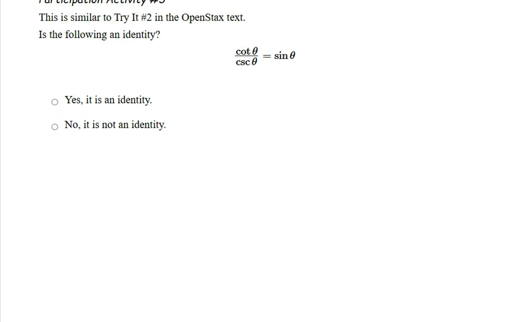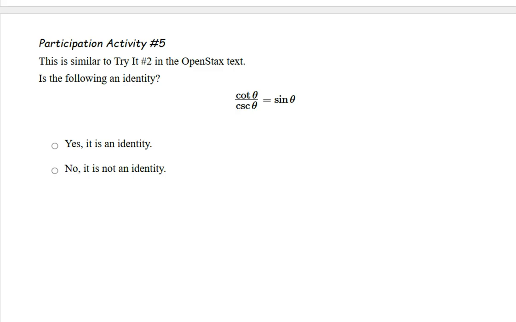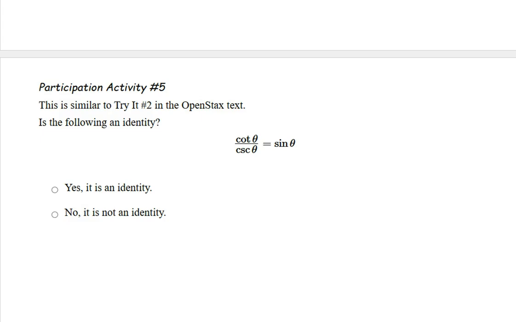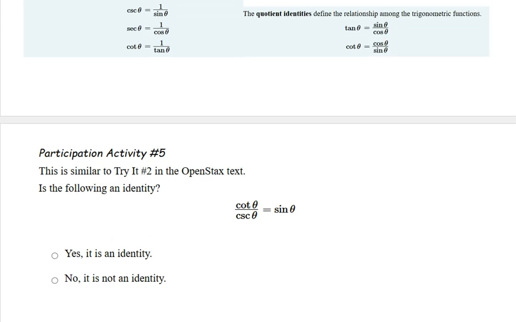All right, here's another one, except this time they want you to see if cotangent of theta over cosecant of theta actually equals sine of theta. And so I'm looking for a trig identity that is going to convert cotangent and cosecant so that somehow they have a sine in there, or cosines or something. Let's see, what do we got?